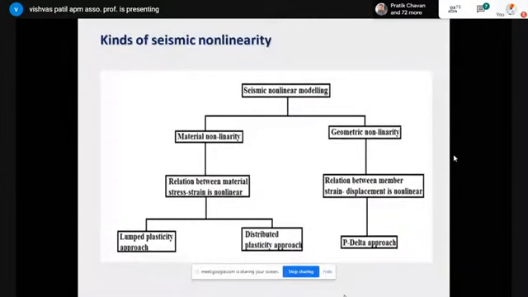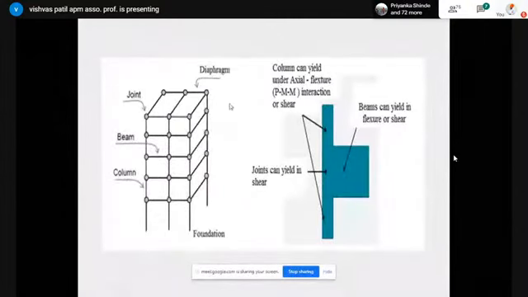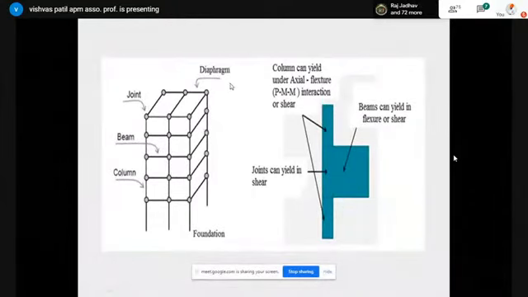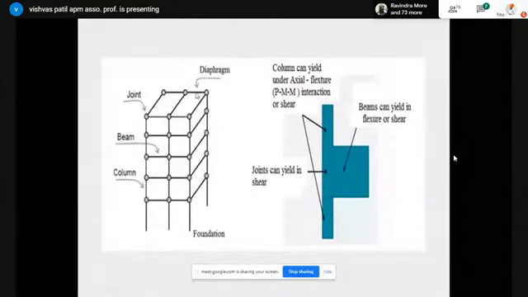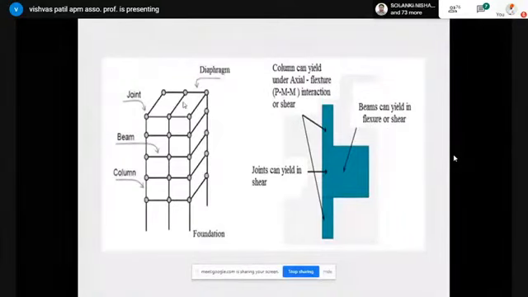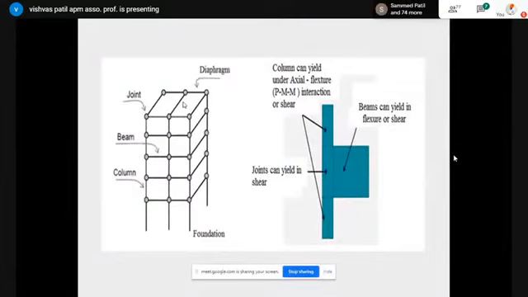Before that, where to assign the non-linearity, to which elements, especially for buildings? In a building, different element components are there. Important joints are there. Slab is there. Shear wall is also a lateral load resisting element. Brick masonry infill also needs non-linearity to be assigned. Foundation is something different. Non-linearity has to be assigned to each and every element.